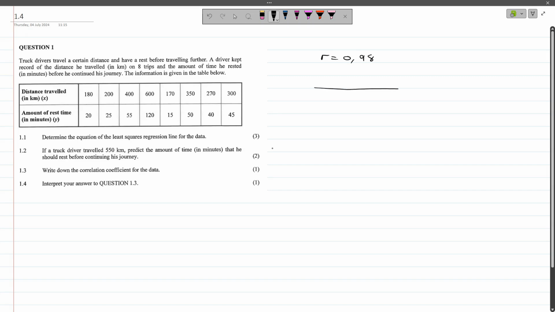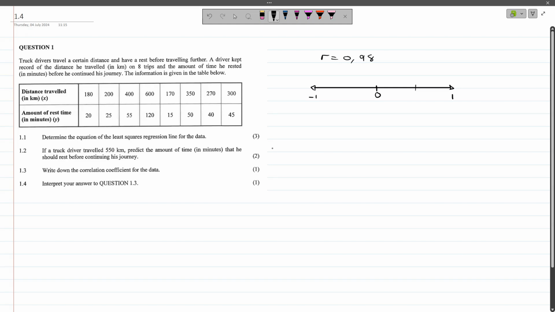Now, on a scale of the correlation coefficient, we have 0 in the middle, and we have 1 over here. So we also have -1 over here. Now, the correlation coefficient can be any value within this. If it's very close to 1, that means it will be a very strong positive correlation. If it was negative or very close to -1, it would be a very strong negative correlation.